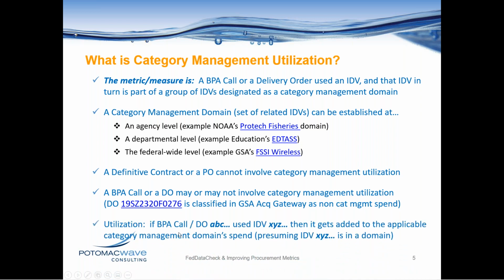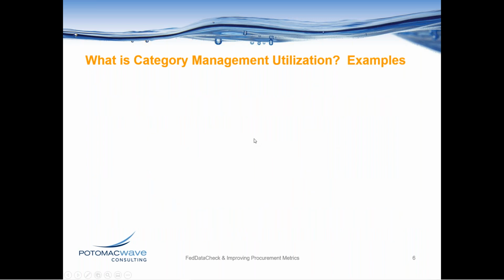So to get utilization, again, to wrap up here: a BPA call or delivery order, whatever the PID is, uses IDV XYZ, then the spend on the call and delivery order gets added to the applicable category management domain spend, presuming this IDV is part of a program or domain. Let's look at some examples, maybe it'll be clear.